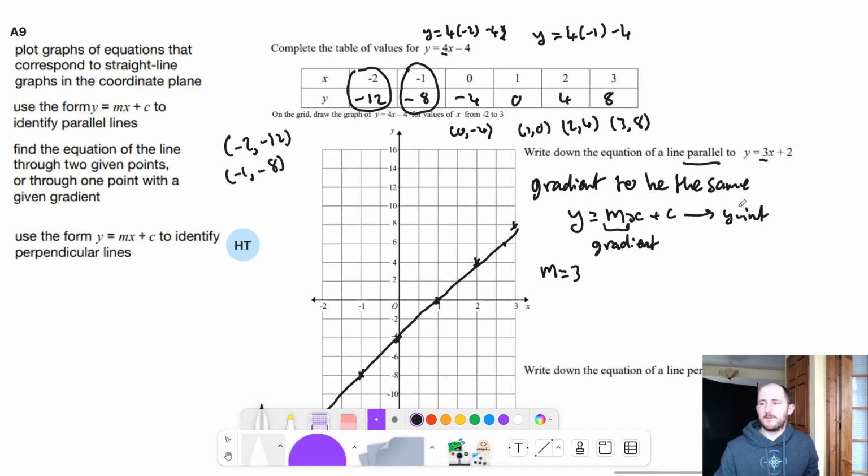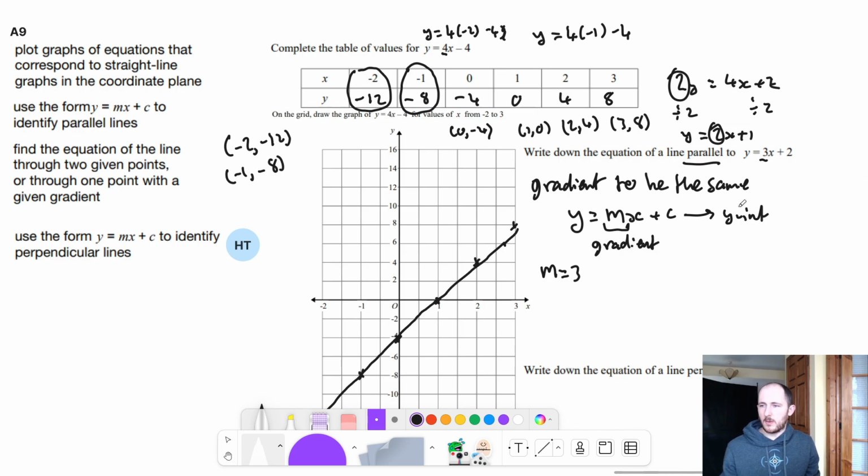Now, I want you to be very careful. If I had something like 2y equals 4x plus 2, is the gradient 4? No, because of this. There can be nothing in front of the y. There can't be minus, there can't be divide by 4, there can't be times by 17. You have to divide everything by 2, which gives you y is equal to 2x plus 1. So the gradient is actually 2 instead, okay?